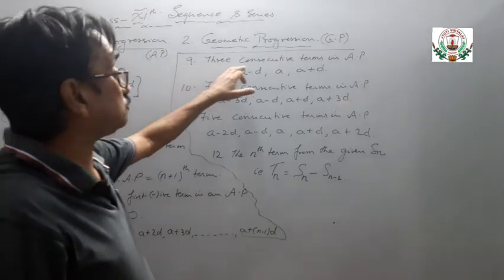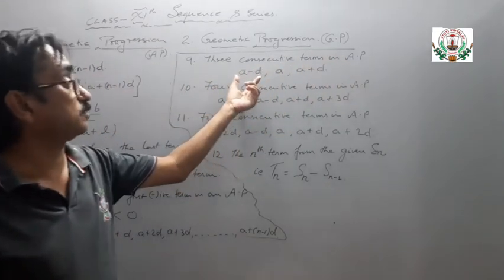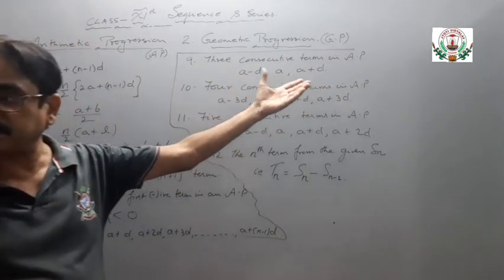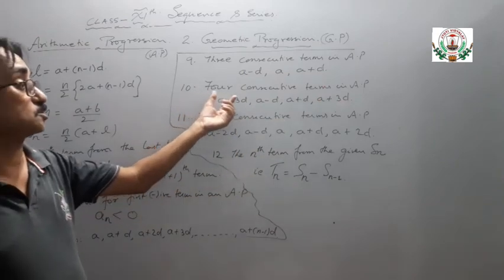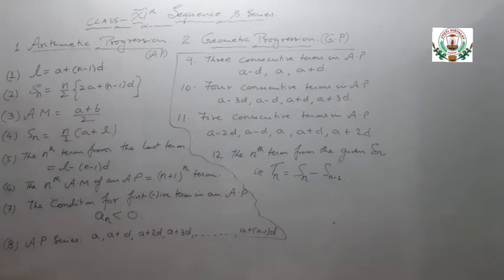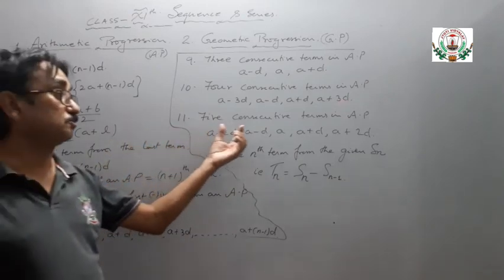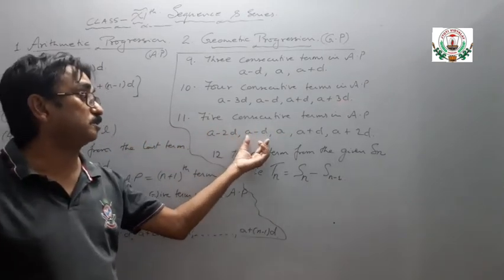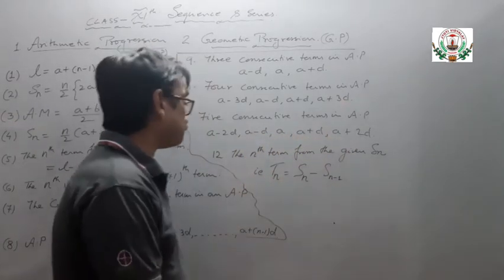Now three consecutive terms in an AP: A minus D, A, A plus D. Last year also I have given the same notes. Four consecutive terms of an AP: A minus 3D, A minus D, A plus D, A plus 3D. And five consecutive terms in AP: A minus 2D, A minus D, A, A plus D, and A plus 2D.